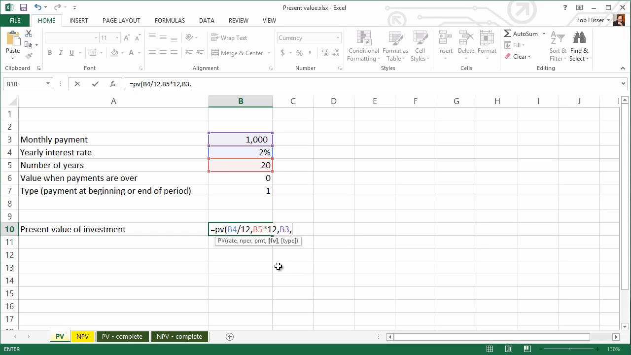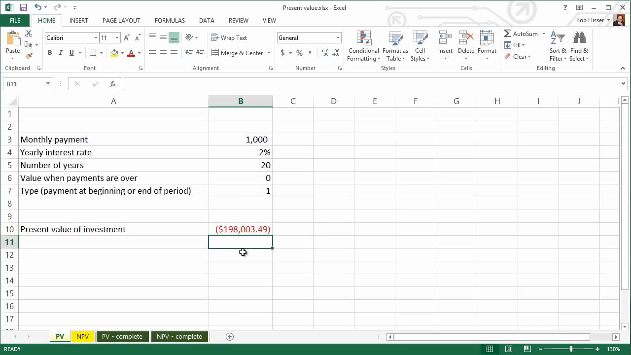So I'll say comma, and here's the future value. Now the future value by default is zero, because when all is said and done, it's finished and we zero it out, but I'll just put it in there anyway. Comma, and this is what I was saying before, is will the payments be made at the beginning of the period or the end of the period? You could double click the zero or one. I'll just click this over here in cell B7 because I put it in. And that's fine. So we'll close the parenthesis and enter.